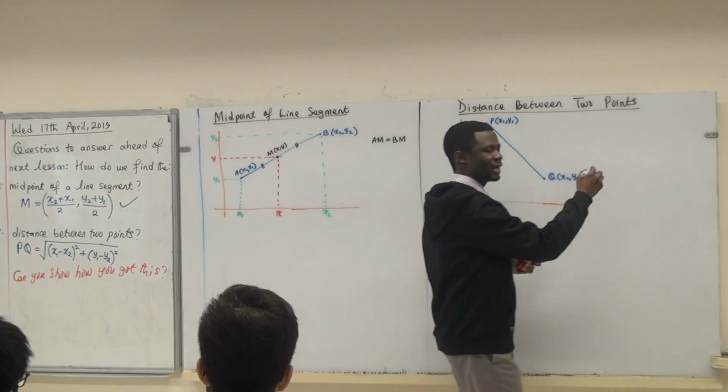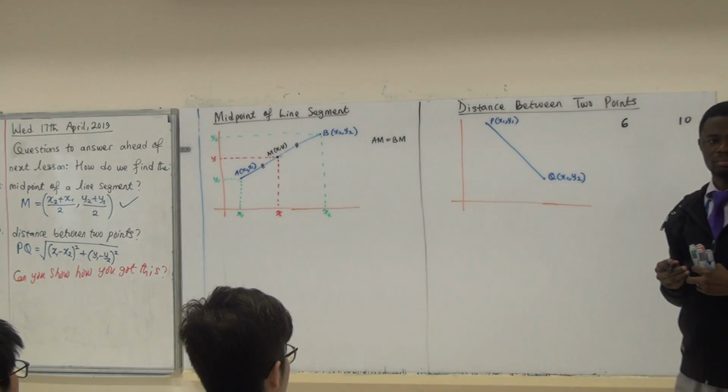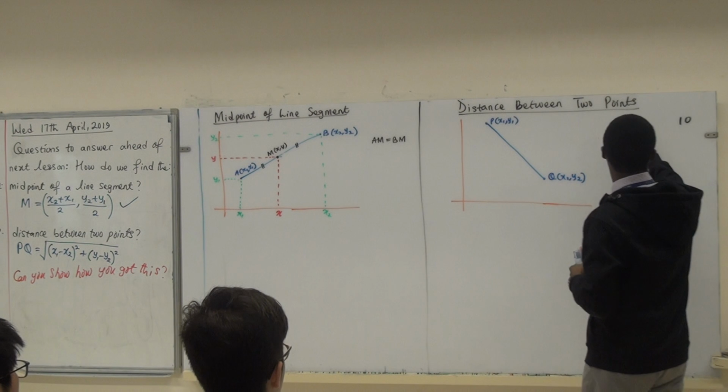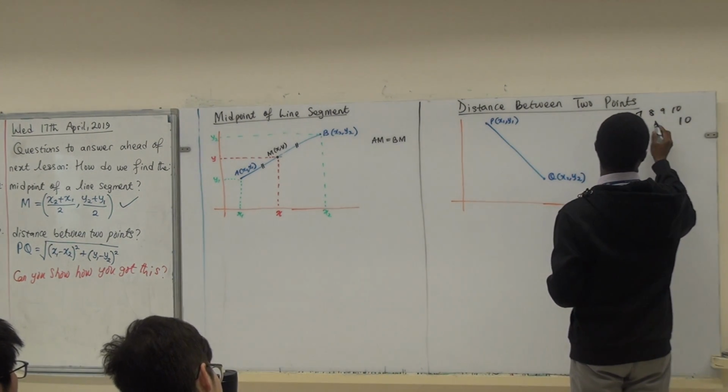What is the number exactly midway of 6 and 10? 8. Are you sure? Let's check. 6, 7, 8, 9, 10. Exactly midway, is it 8?